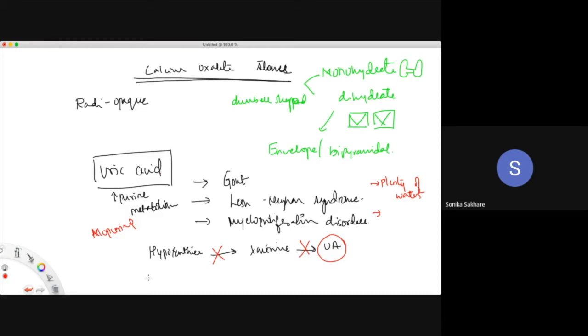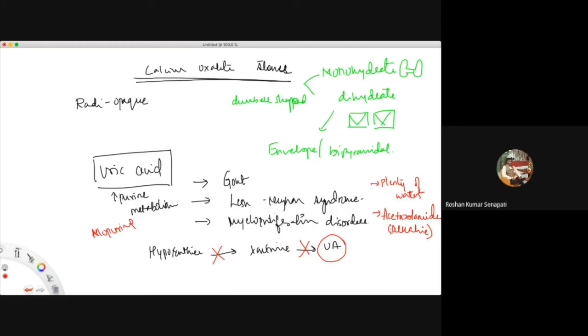So now if it is an acid, what should you give? You should give a base. You should alkalinize the urine. The agent that we use is acetazolamide. So acetazolamide is an alkaline agent that's going to form salt.